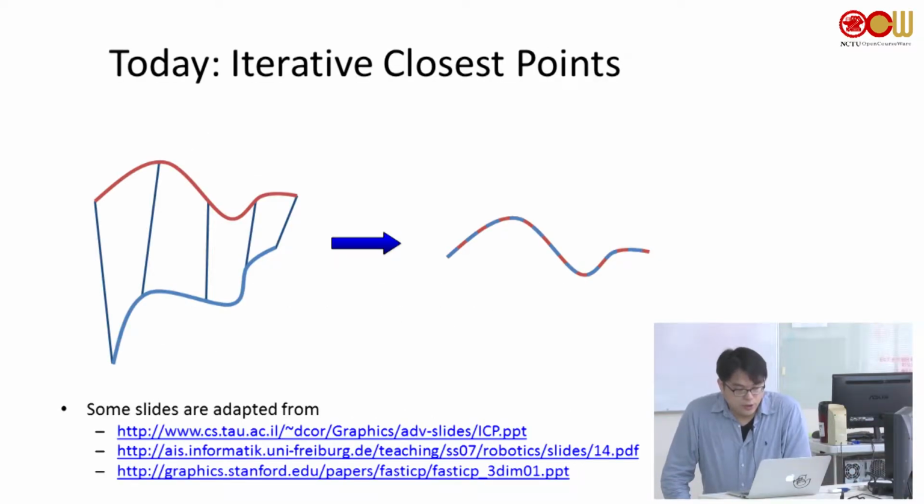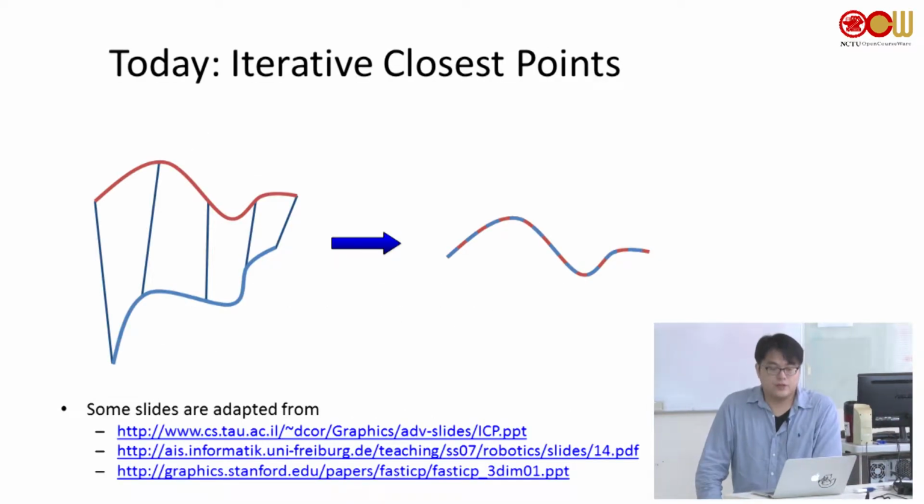Today, we will talk about iterative closest points. We will call it ICP. This method was first introduced in 1992. That's 25 years ago. And it has been used in very different areas, especially in computer vision and robotics.